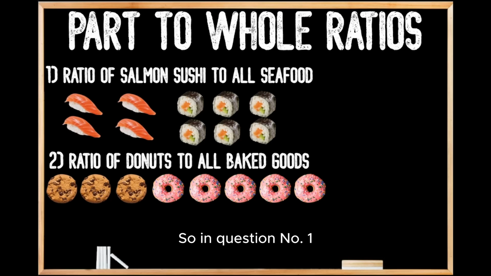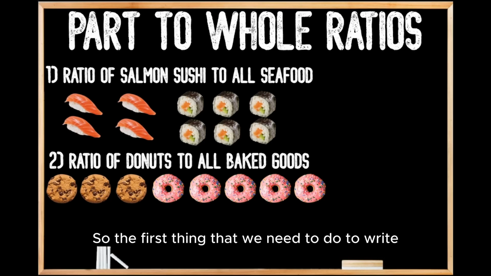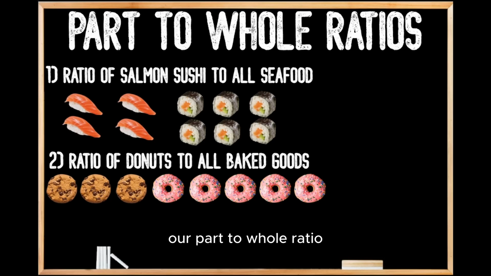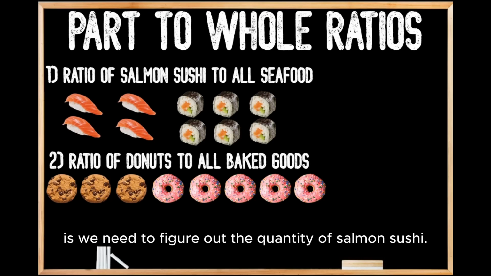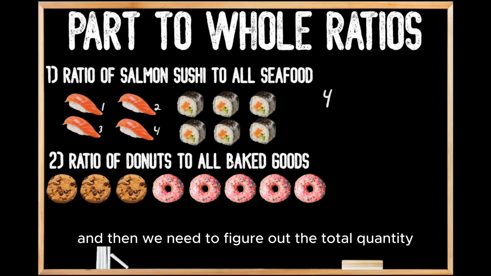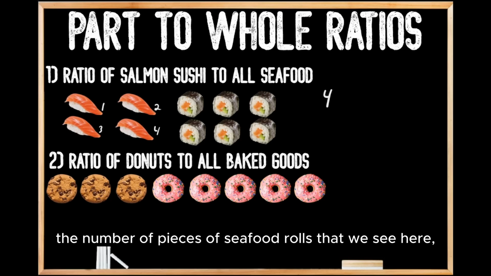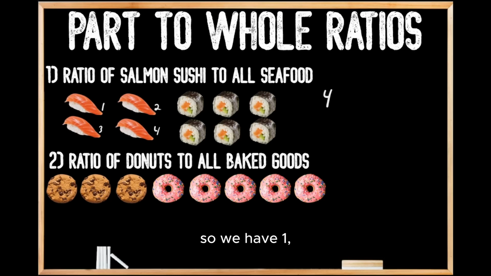So in question number 1, we're being asked to write a ratio for the number of pieces of salmon sushi compared to all seafood that we see here. So the first thing that we need to do to write our part to whole ratio is figure out the quantity of salmon sushi. We can see here that we have 1, 2, 3, and 4 pieces of salmon sushi. So off to the side, we're going to write our 4, and then we need to figure out the total quantity of all seafood. So we need to count the number of pieces of seafood rolls that we see here. So we have 1, 2, 3, 4, 5, and 6.